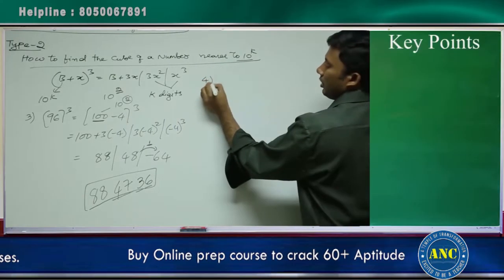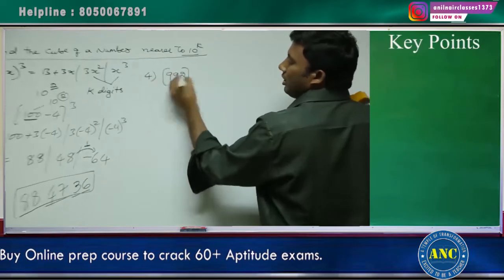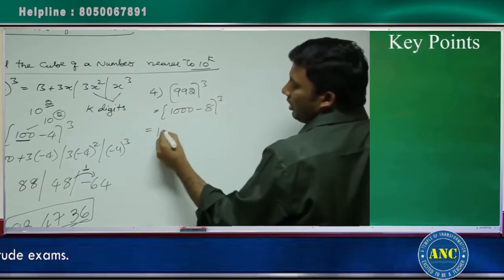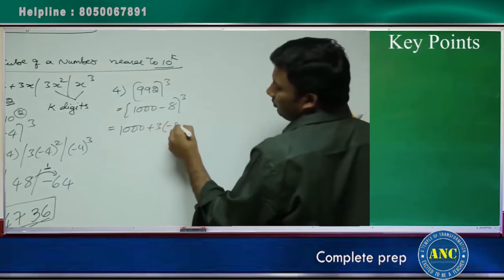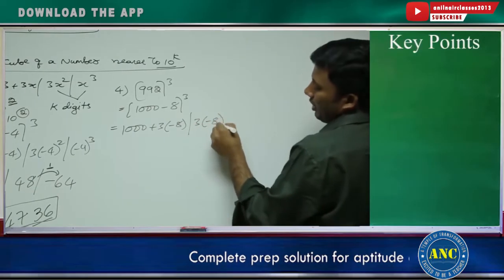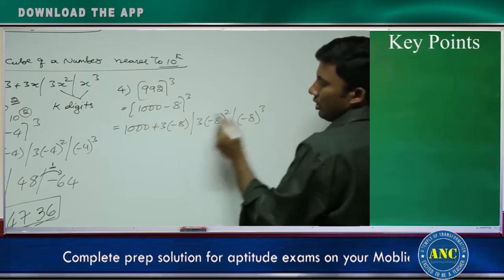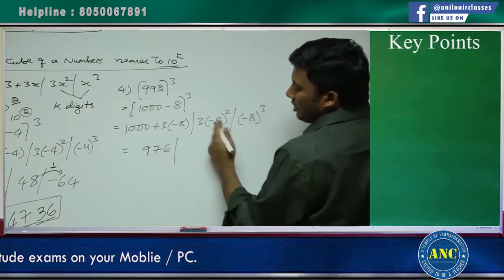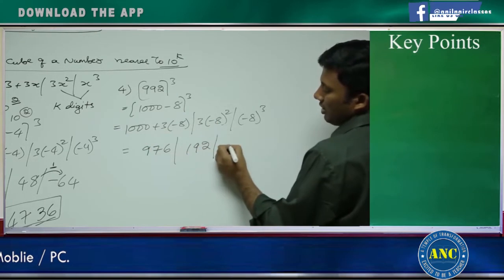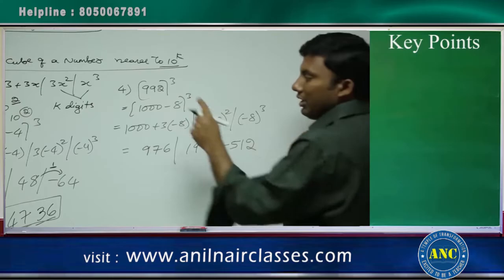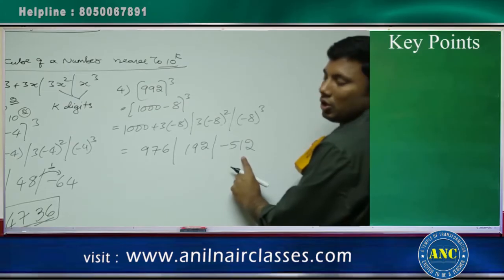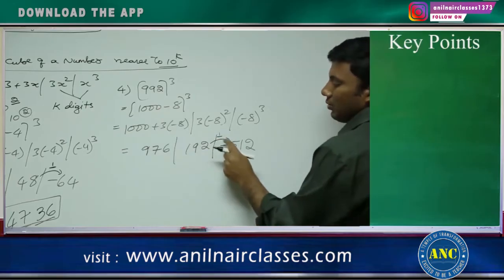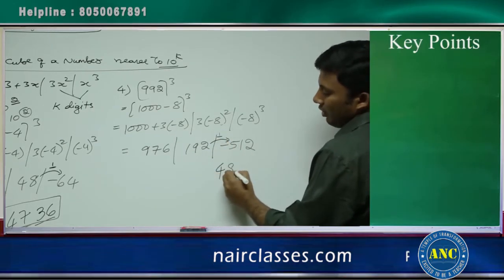992 whole cube. 992 whole cube can be written as 1000 minus 8 power 3. So this will be b plus 3x, 3x square, and next is x cube. 1000 minus 24 is 976, 64 3s are 192, and this is minus 512. If I cube a positive number, will I get a negative number? No. So take a carry. If I take a carry of 1 on 1000, 1000 minus 512, answer is 488.